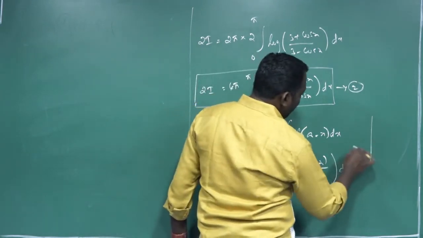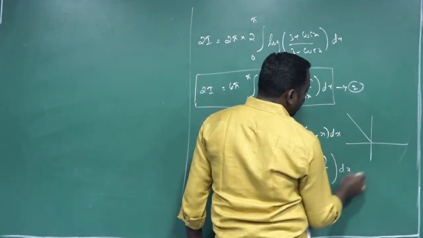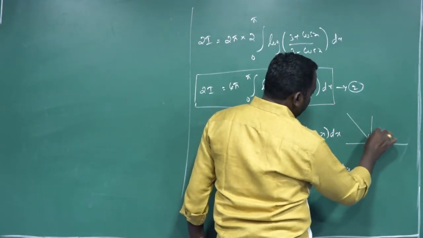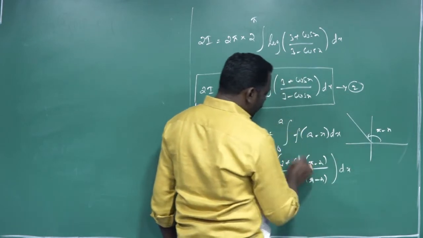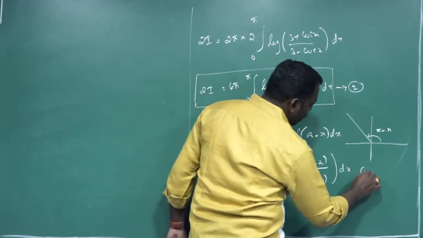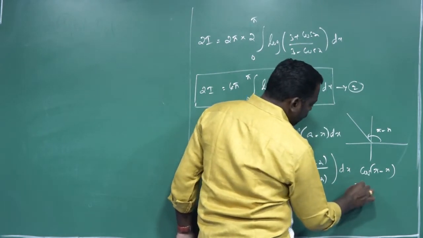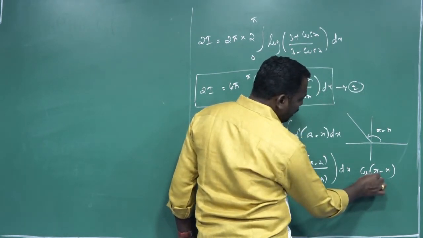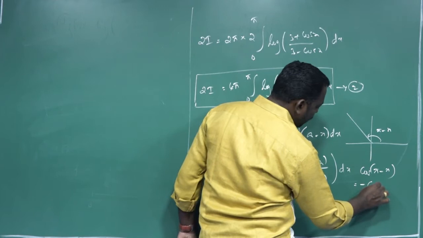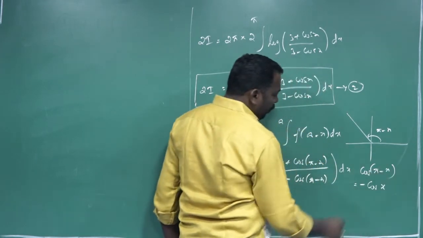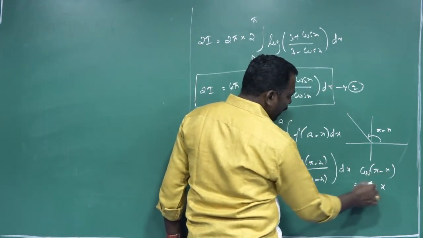Now pi minus x lies in the second quadrant. In this quadrant the cos value is negative. Cos of pi minus x is minus, because in the second quadrant cos is negative and pi is supplementary, so cos keeps the same value. Therefore cos of pi minus x equals minus cos x.